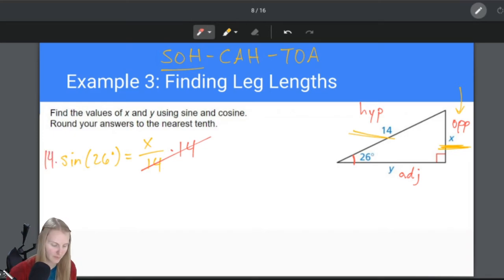Beautiful. Now to solve this, to get x by itself, I just need to multiply by 14 on both sides. So 14 times sine of 26 degrees is x. And we need to know what 14 times sine of 26 is.